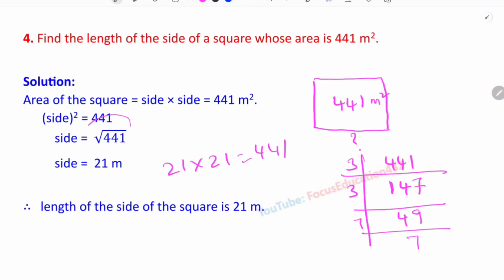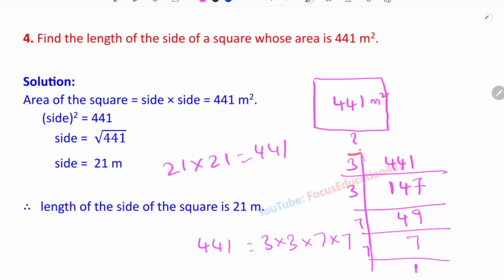So how do we find the square root of 441, which is 21? We can do it by the prime factorization method. I have done it here, you can check. 441 is written as 3 multiplied by 3 multiplied by 7 multiplied by 7.